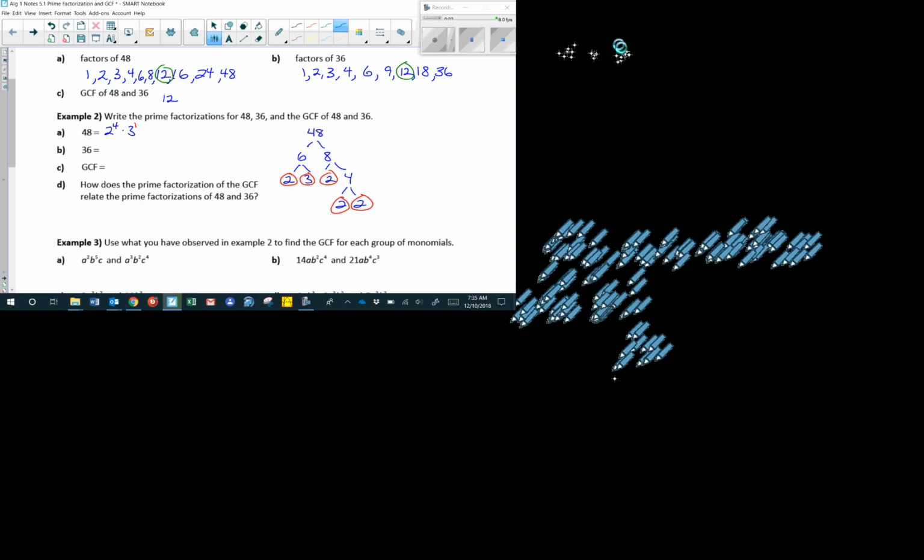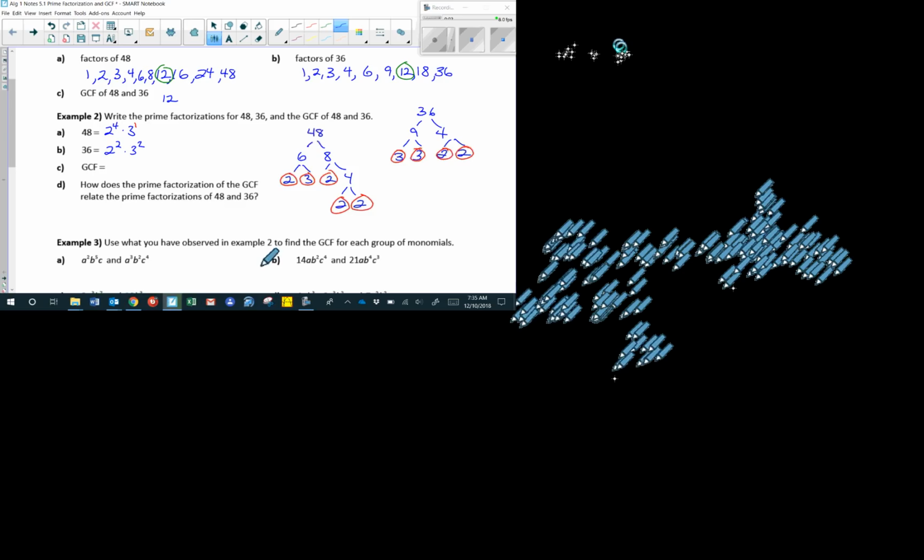Okay, so let's make a factor tree for 36. 36 divides into 9 and 4, neither of which are prime factors. 9 is 3 times 3. Both of those are prime factors. And 4 is 2 times 2. Both of those are prime factors. So the prime factorization for 36 is 2 squared times 3 raised to the second power.